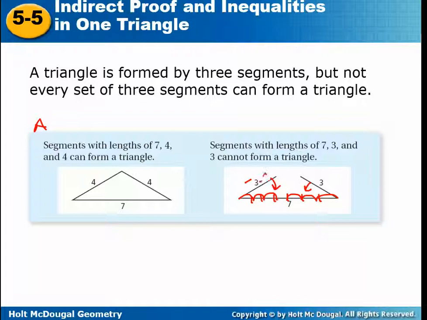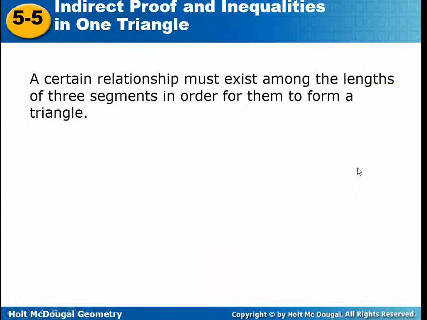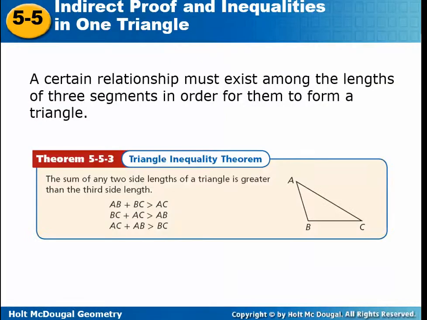And even if it was 3.5 and 3.5, they would touch each other in the middle, but you wouldn't be able to make a triangle. They would just fold up. So there's a statement about this, a theorem, that says that the sum of any 2 side lengths of a triangle is greater than the 3rd side length. If it doesn't meet this, then it's not going to be a triangle.